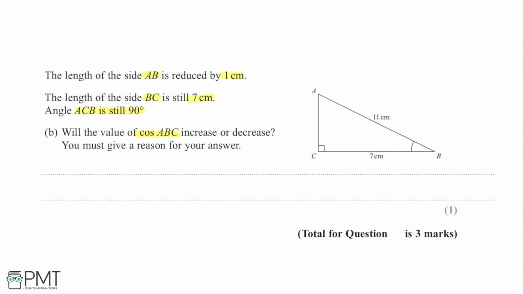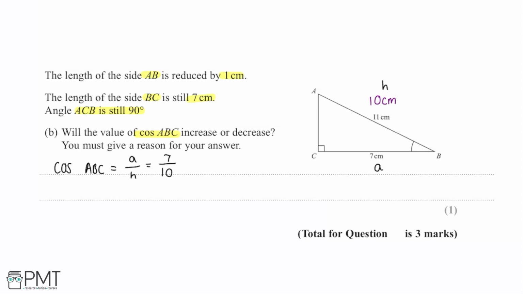And we're asked whether the value of the cos of ABC will increase or decrease, giving a reason for our answer. So if I have a look at my triangle and label up the new side, AB is the hypotenuse and that's been reduced by 1 centimetre, so 11 minus 1, this is now 10 centimetres. Now if I want to find cos of ABC again, I need to substitute that in, so cos of ABC is equal to the adjacent over the hypotenuse. Again, the adjacent is going to be the 7, and the hypotenuse has gone from 11 to now 10, so I now have 7 over 10.